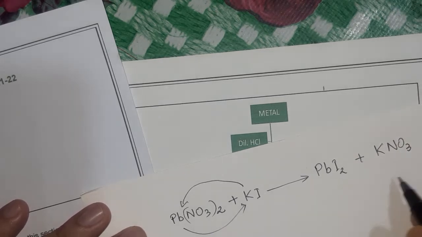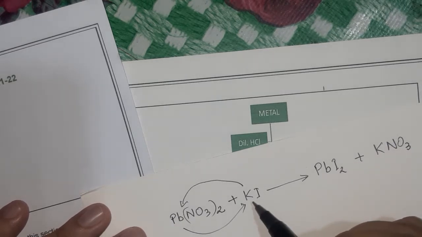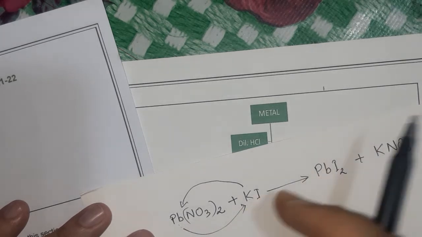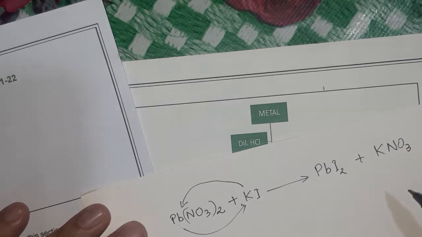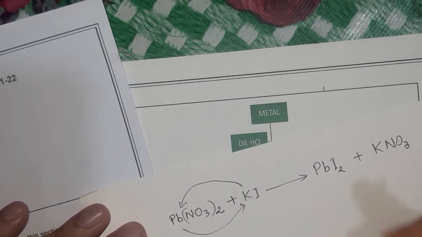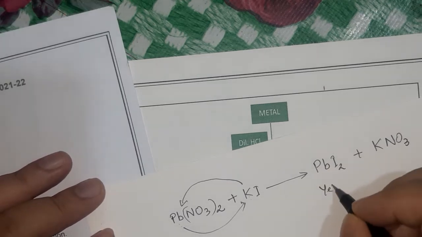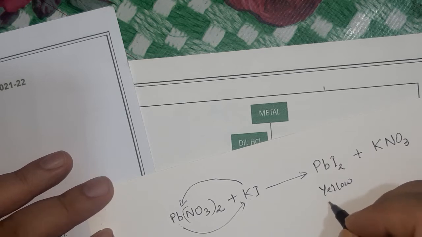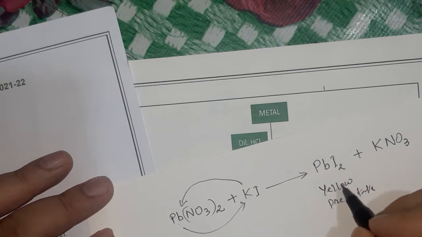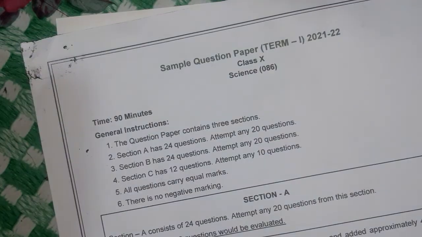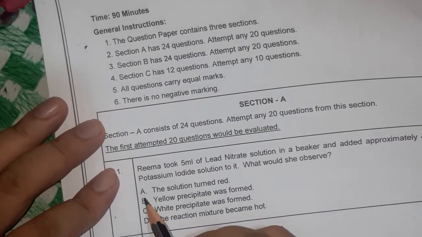Now this is a double displacement reaction. You can see from here, since potassium is displacing lead and lead is also coming to its place, both are displacing each other, so it is a double displacement reaction. And here we can see the yellow precipitate formed, that is the lead iodide. So the option we need to select is number B.